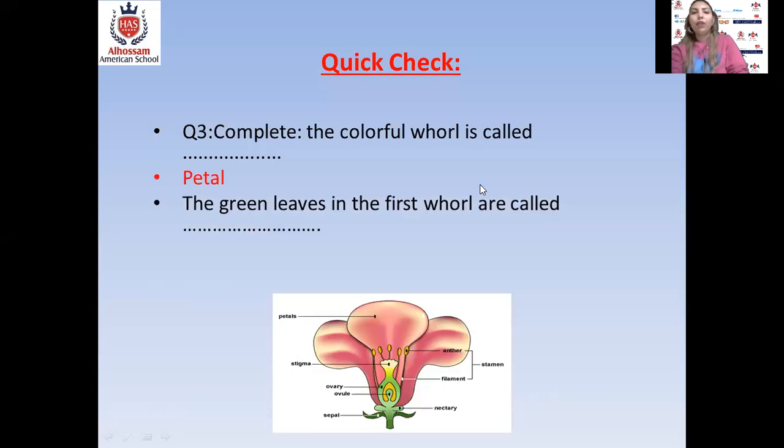Okay, number 2, complete: the green leaves in the first whorl are called... Sepal, sorry. Sepal. Thank you so much. Yeah. Thank you, Hala. Sepal.